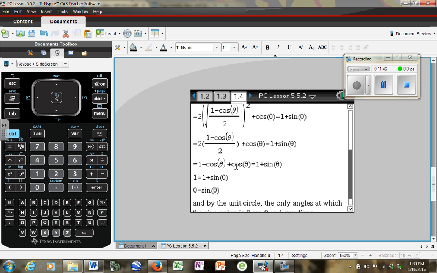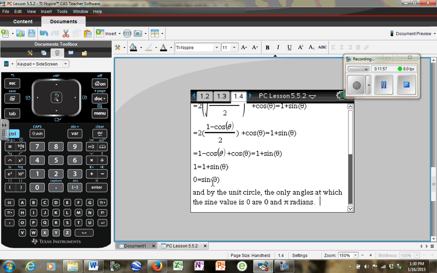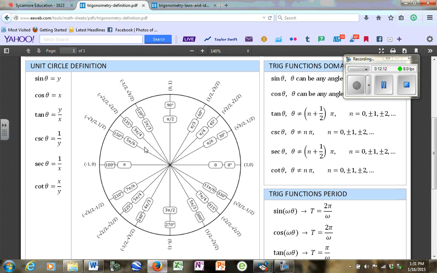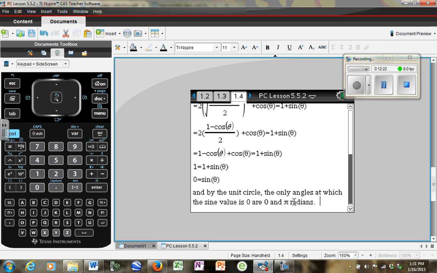Okay, minus cosine theta plus cosine theta equals 0. 1 plus 0 is 1. 1 equals the stuff on the right side, 1 plus sine theta. Subtract 1 from both sides, and we get 0 equals sine theta. And we say, well, where's that true? What angle is the value for sine equal to 0? The only angles at which that is true are 0 and pi radians. Yeah, there's 0, and there's 0, and nowhere else. So there are your answers. That's what you're looking for anyway. You're solving for theta.